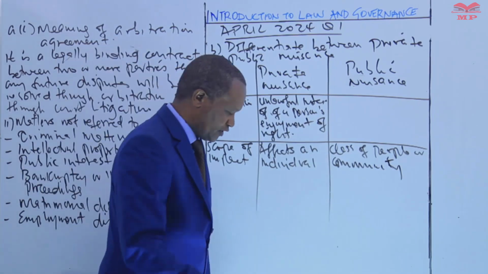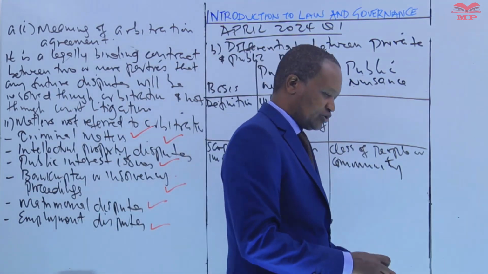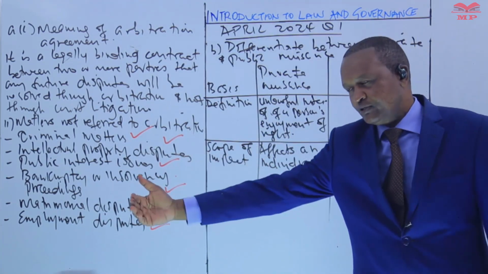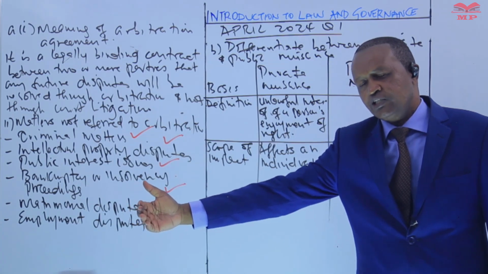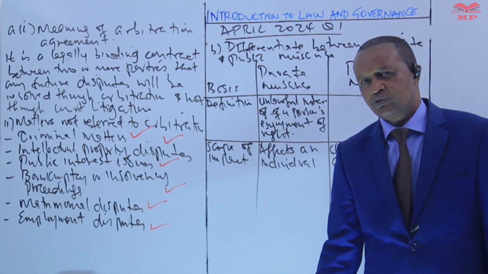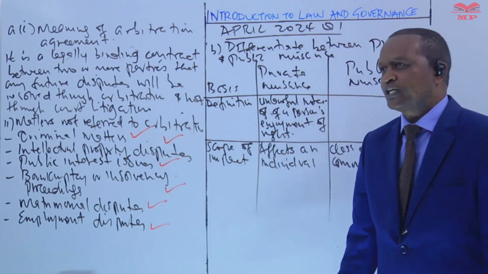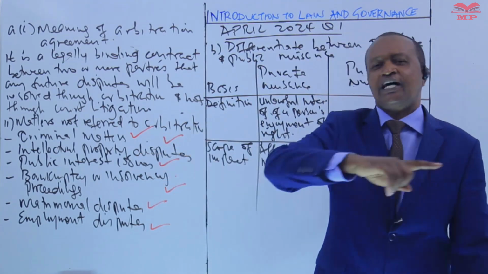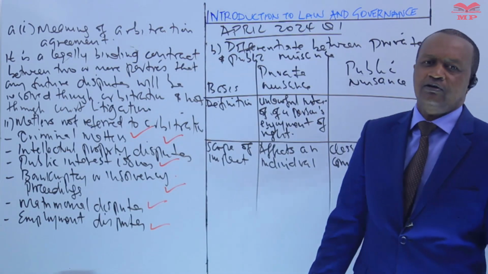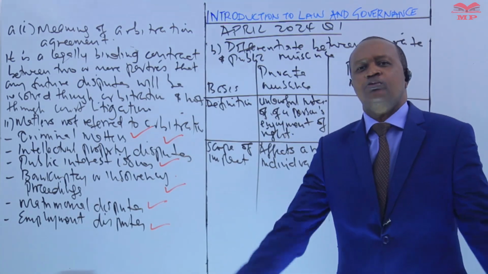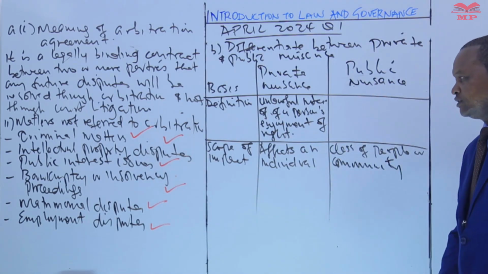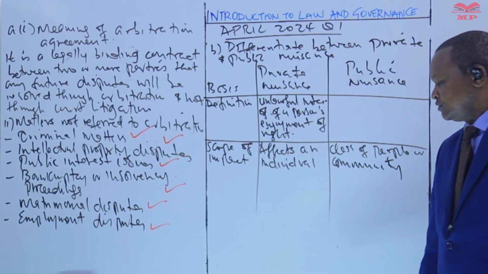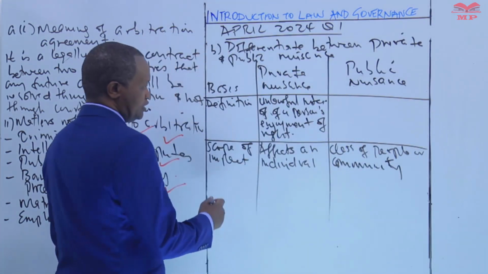For example, if you are playing loud music in your house, you can maybe unlawfully interfere with your immediate neighbors' enjoyment of their right to peaceful environment, or your music can affect the whole community. If it's too loud, it can affect a larger group of individuals in a community. Scope. You understand? So these are two differences.